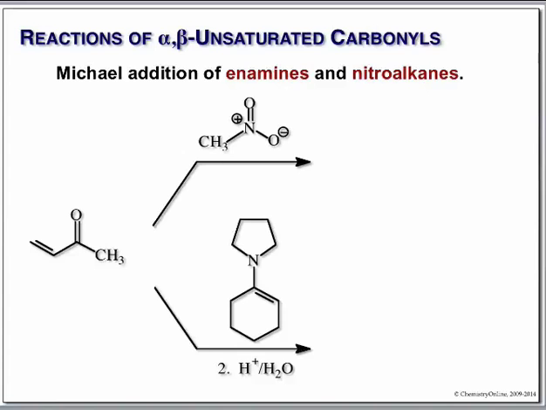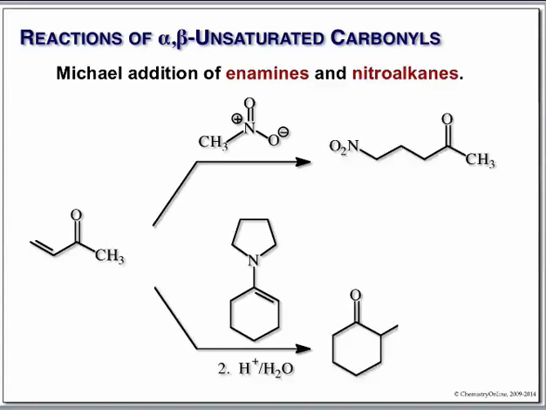Nitromethane, nitroalkanes. We know that the nitro group is very, very electron withdrawing. And because of that, we can form a carbanion on the alpha carbon to that. This is sometimes a useful reaction. The product in this case would be this. The one carbon of our nitroalkane is simply this one, and the rest of this comes from our alpha-beta unsaturated ketone.